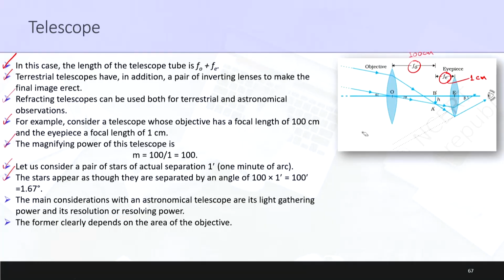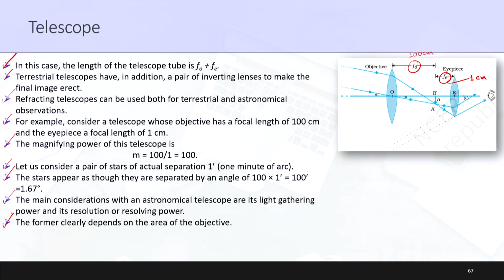Let us consider a pair of stars with an actual separation of 1 minute, but on viewing through a telescope the apparent separation changes to 100 minutes, which is also equal to 1.67 degrees. The main considerations with an astronomical telescope are its light gathering power and its resolution or resolving power. Quite evident, because as the objects are very far, you need a good sharp, well-resolved image of those planets and moons, because sometimes these telescopes are even used to find craters on the moon. So the resolving power should be very strong for astronomical telescopes.